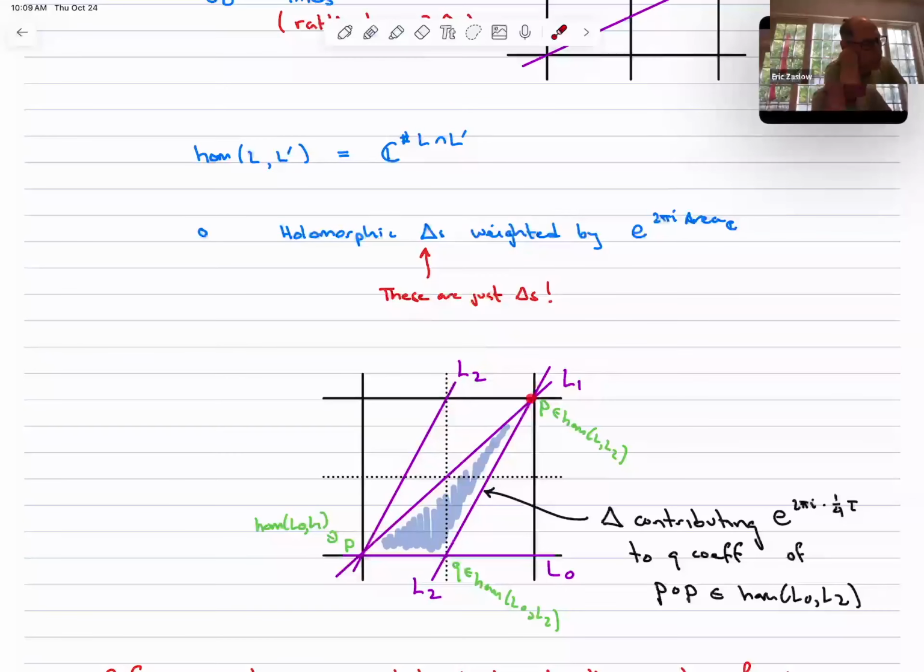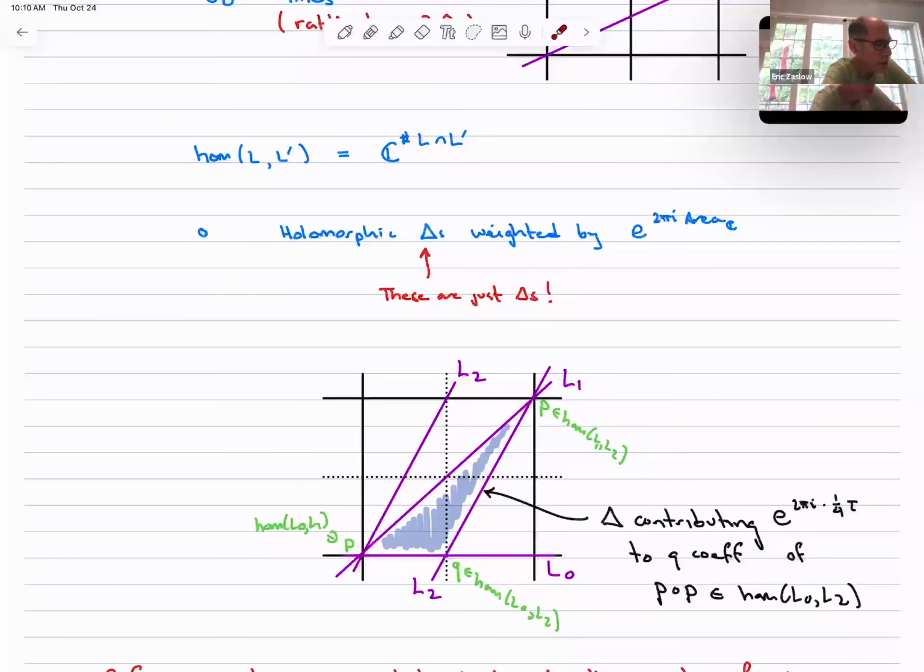So let's call it the same P, but it's now representing a different Ham space. Here, this P is the intersection of L1 and L2. So the same geometric point has two meanings for us in this calculation. On the one hand, it can represent the intersection of L0 and L1, and on the other, it can represent the intersection of L1 and L2. I could probably decorate my notation to indicate that, but I'm still just going to call it P.